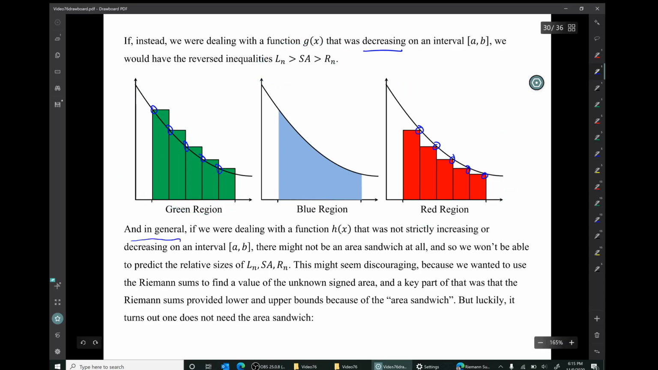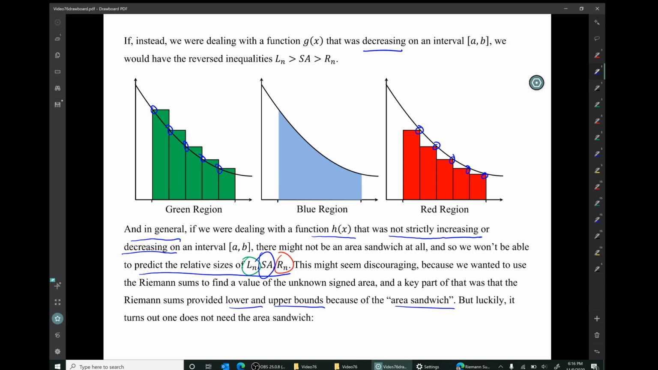And in general, if we're dealing with a function maybe called h of x that's not strictly increasing or decreasing, there might not be an area sandwich at all. So we won't be able to predict the relative sizes of the left sum, the right sum, and the unknown signed area that we're trying to find. Now this might seem discouraging because we wanted to use the Riemann sums to find a value of the unknown signed area. And a key part of that was that the Riemann sums provided lower and upper bounds because of the area sandwich. So it seems like if we don't have the area sandwich, this whole plan sort of fails.